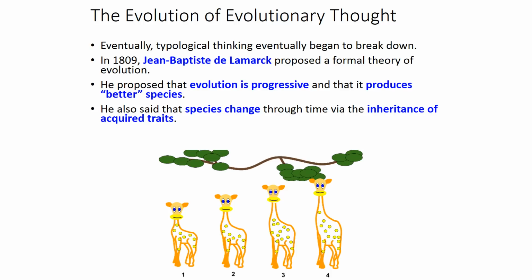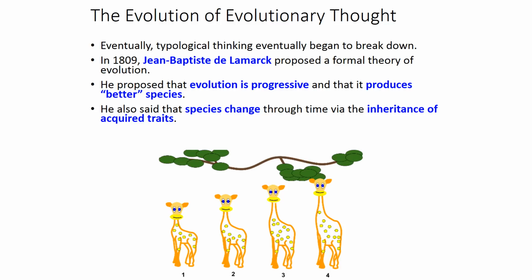So giraffe 1, he is very short and has a hard time. But because he reached and stretched his neck during his lifetime, that reaching and stretching will manifest itself in a slightly longer neck in the offspring it produces in the next generation. So then you get a giraffe that looks like number 2 that you see here.